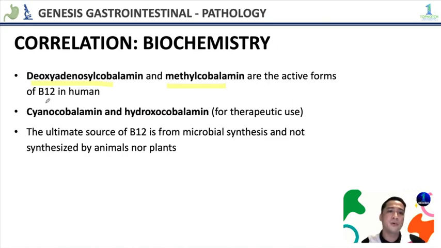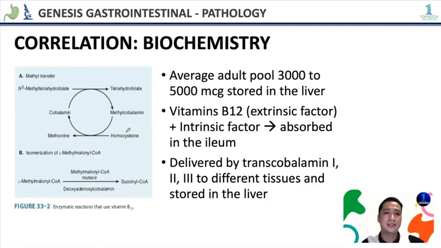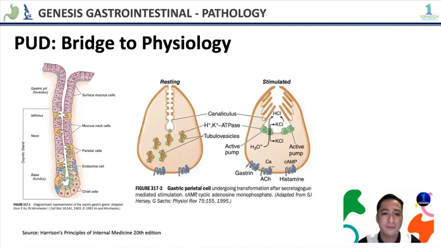And for therapeutic purposes, we have your cyanocobalamin and hydroxocobalamin. And very important to take note that B12 is from microbial sources and not from animals nor plants. Yes. So remember, just to correlate with biochemistry, we use around 3 to 5 micrograms per day of vitamin B12. And it's nearly impossible for us to be depleted of this because we can store it for as long as 5 years, unless we have malabsorption syndrome. That's the importance of B12.